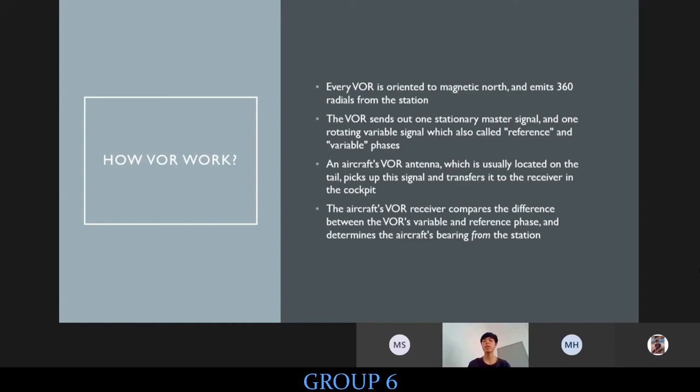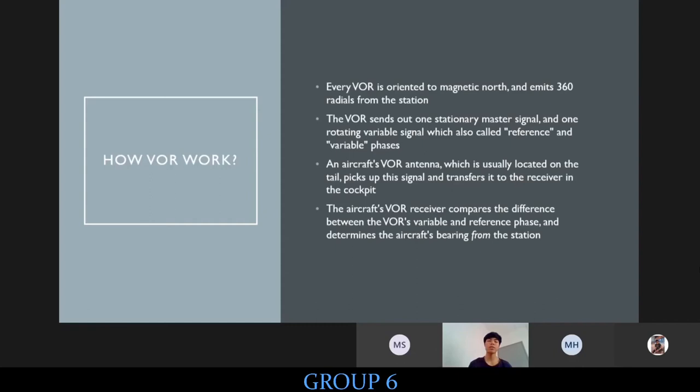receiver in the cockpit. So the signal goes to the tail of the aircraft, which is the antenna, and then it transfers to the receiver in the cockpit. The aircraft VOR receiver compares the difference between the VOR variable and reference phases and determines the aircraft bearing from the station.